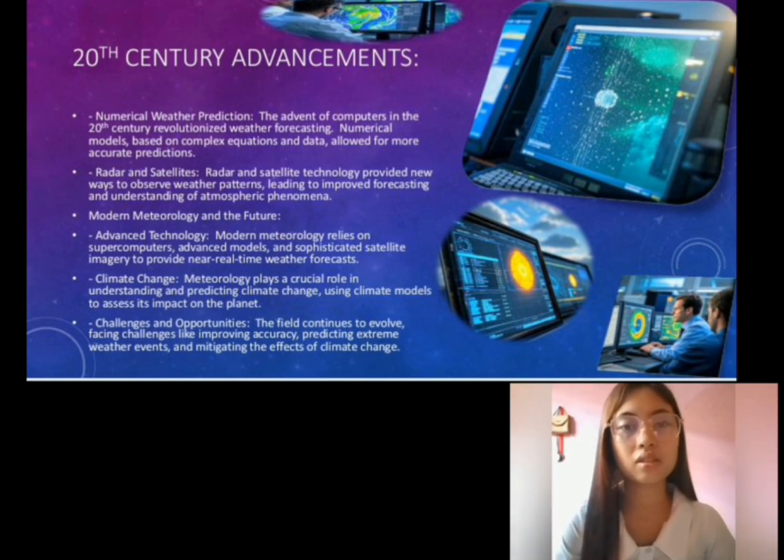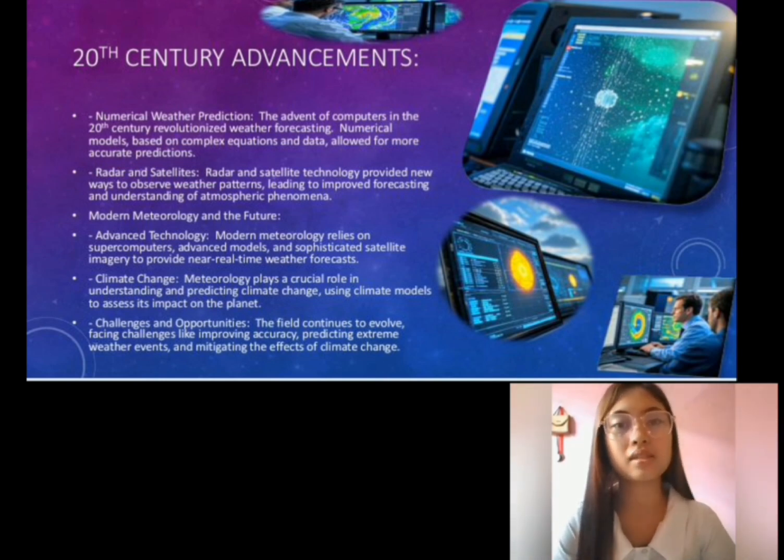Radar and satellite technology: radar provided a way to observe precipitation and other weather phenomena remotely. Weather satellites offered a global perspective, allowing for monitoring of weather systems on a scale never before possible. And also climate science: meteorology became increasingly intertwined with climate science, using models to understand long-term climate patterns and predict the effects of climate change.